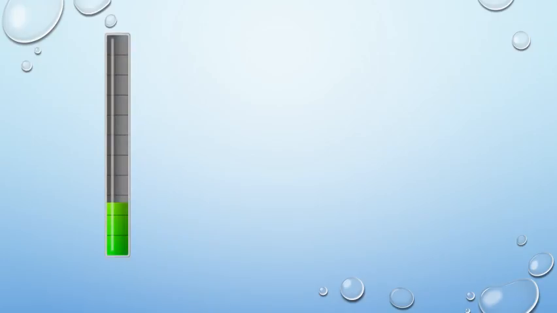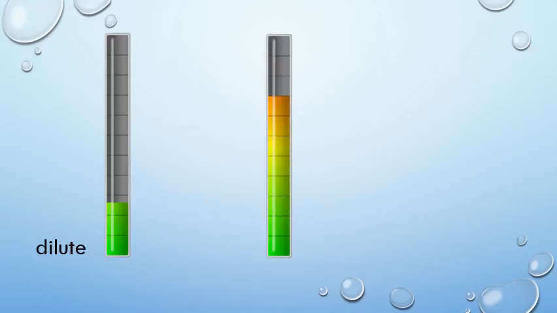When a material is first added to a solution, there's only a small amount, so the concentration is dilute. When more of the material is added, it is a larger amount, and we say it has become more concentrated.